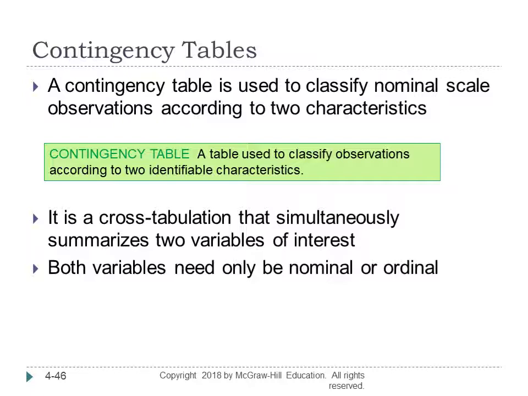A contingency table is used to classify nominal scale observations according to two characteristics. And here's the definition, which says the same thing. A contingency table is used to classify observations according to two identifiable characteristics. You can think of it as a cross tabulation that simultaneously summarizes two variables of interest. We will see what that means in the example. Both variables need to be only nominal or ordinal.